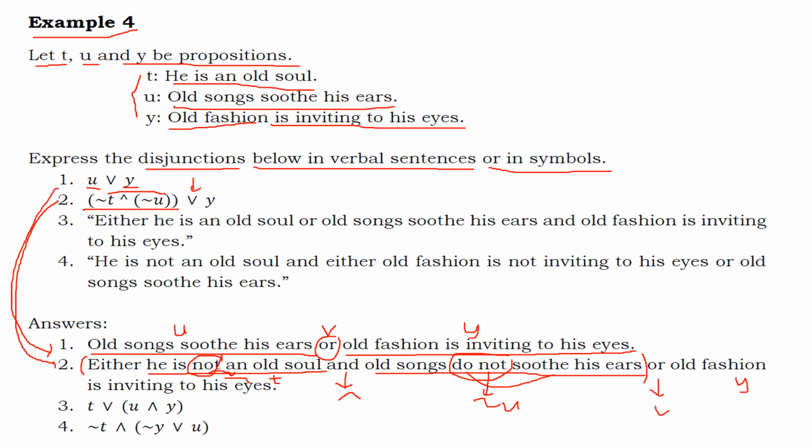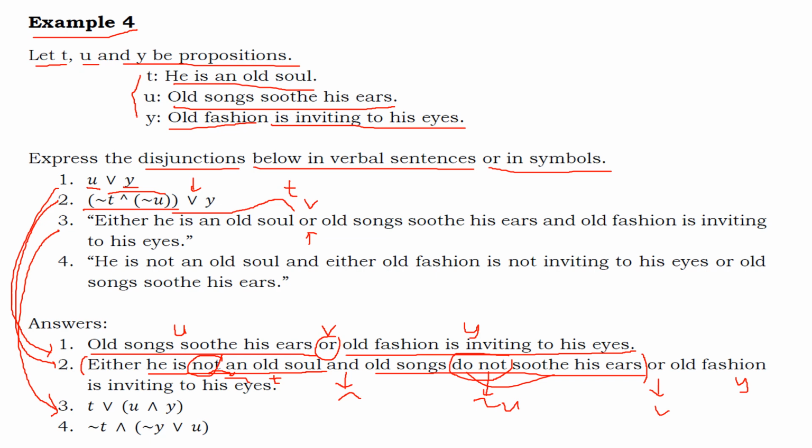Now, for number 3, there's a given here. How can we convert this one into symbols? Either he is an old soul or old songs suit his ears and old passion is inviting to his eyes. As you can see in this one, he is an old soul. So we just simply copy your original proposition here, which is your T. This will be your T. Your or will represent your disjunction.